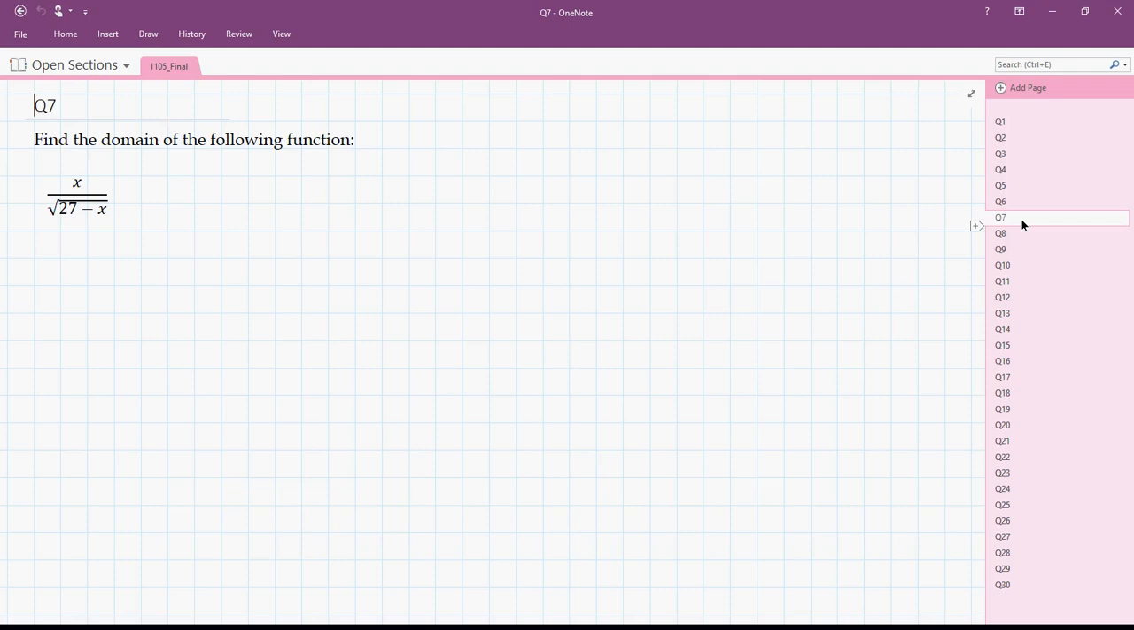So with a fraction, like if you have a over b, b can't equal 0. That creates a problem. You can't divide by 0. And for a square root, b has to be greater than or equal to 0. You can't take the square root of a negative number. So here we have two things. We have a square root on the bottom.